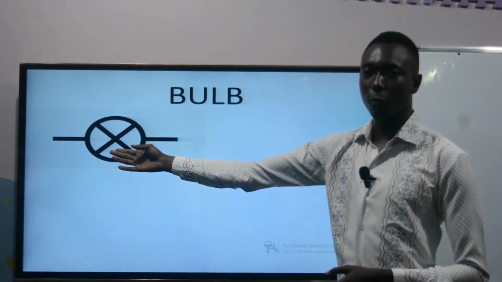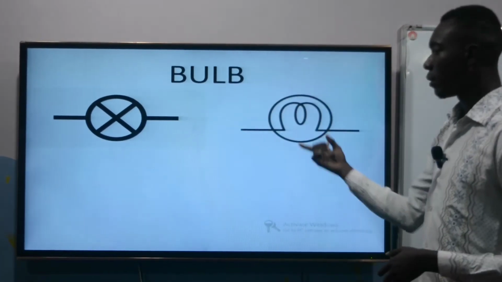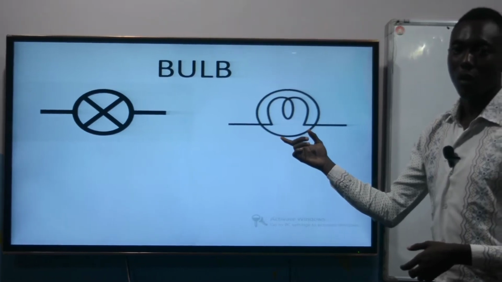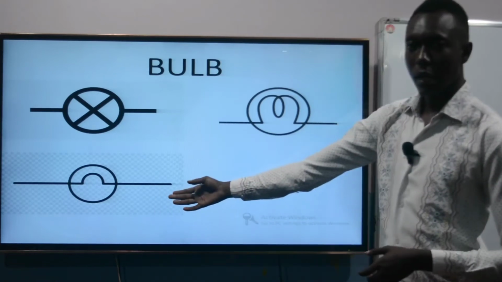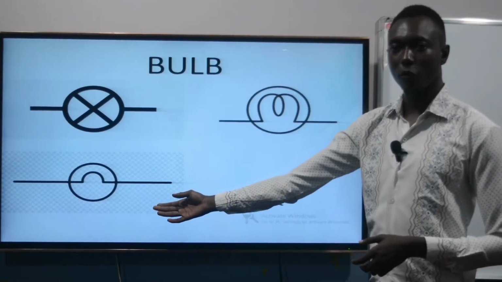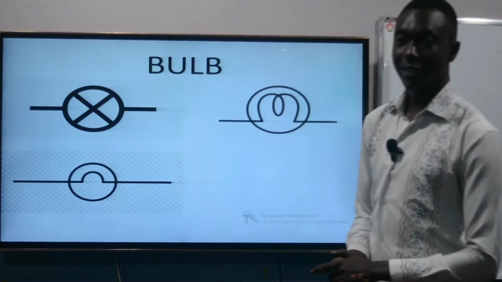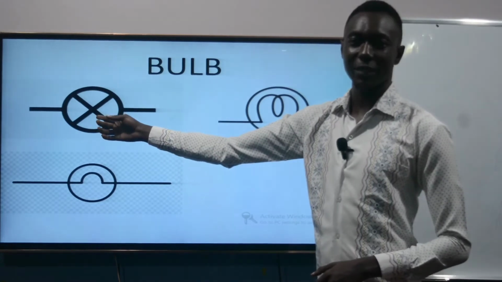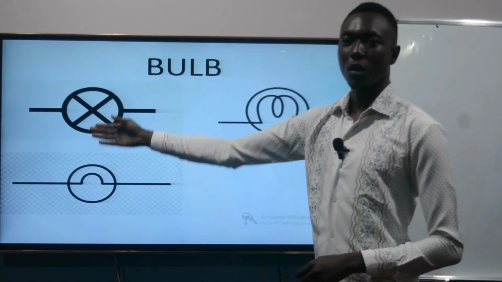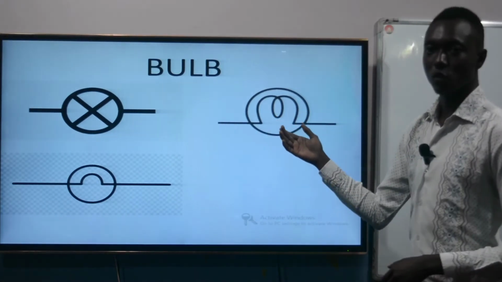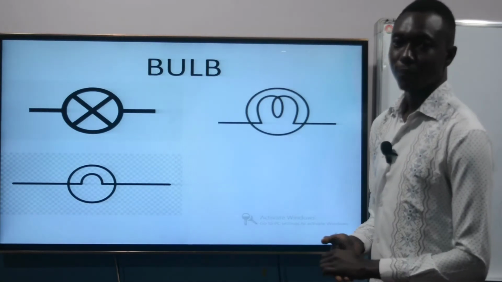This is a symbol of bulb. Not only that, we also have another symbol. There's another symbol of bulb. Another symbol of bulb. So please, should you meet this in a circuit, don't tell me it's multiplication. It is not. Alright? It is a symbol of bulb. The same thing applies to this one and this one.